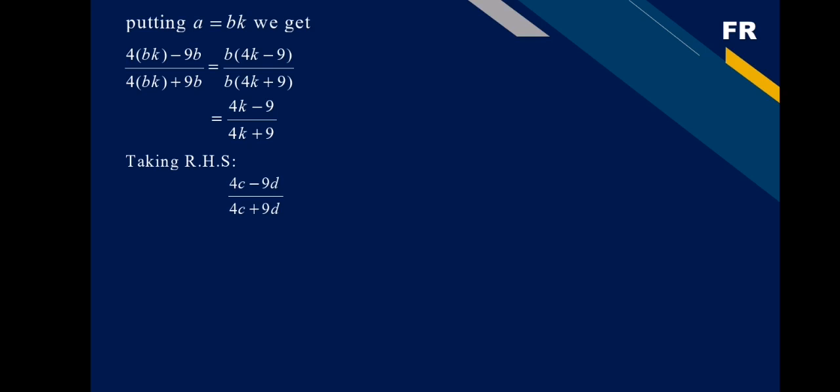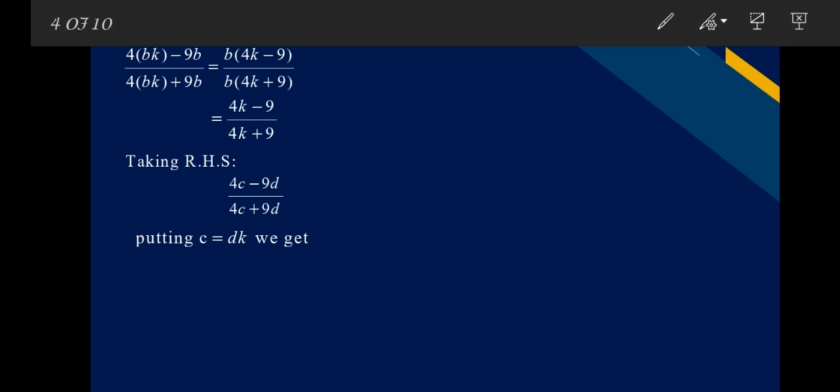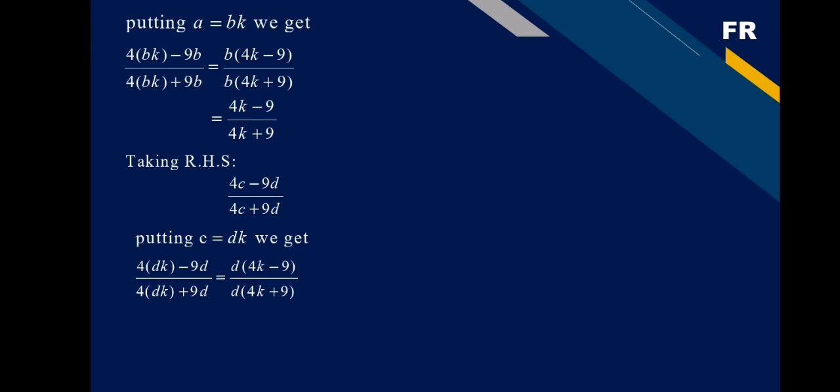Taking right hand side, we have 4C minus 9D by 4C plus 9D. Putting C is equal to DK, just as we put A is equal to BK on the left hand side, since left hand side included A and right hand side includes C. So we will have to put DK in place of C on the terms given on right hand side. We get 4DK minus 9D by 4DK plus 9D. Since D is the common factor, taking it out, we get D into 4K minus 9 by D into 4K plus 9. D will be cancelled out with D, and we will be left with 4K minus 9 by 4K plus 9.